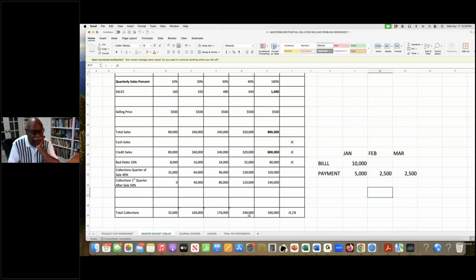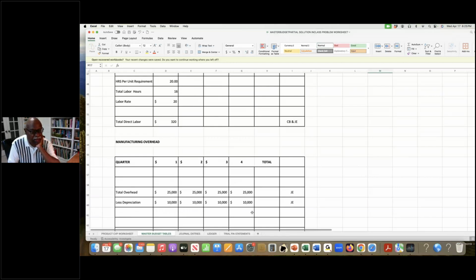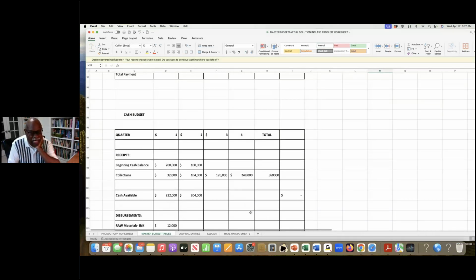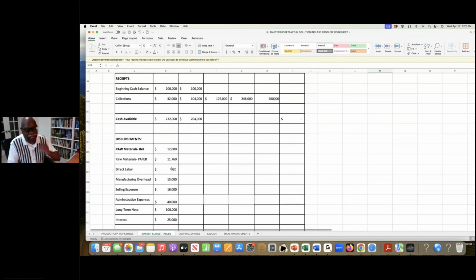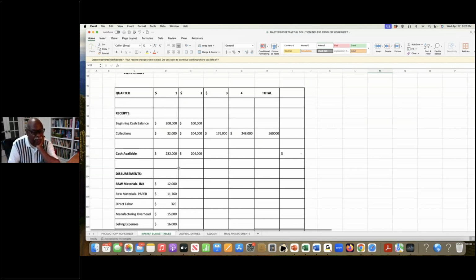Then I'm taking those to the cash budget to see how much cash I'm going to have. And in the first quarter, I had a beginning balance of 200. My collections were 32. And so I got 232 available. I got to go through all of these to see if I need to borrow money. We're going to come back to each one of these. Are there any questions now from cash available up? So do you understand all the numbers here from cash available up?